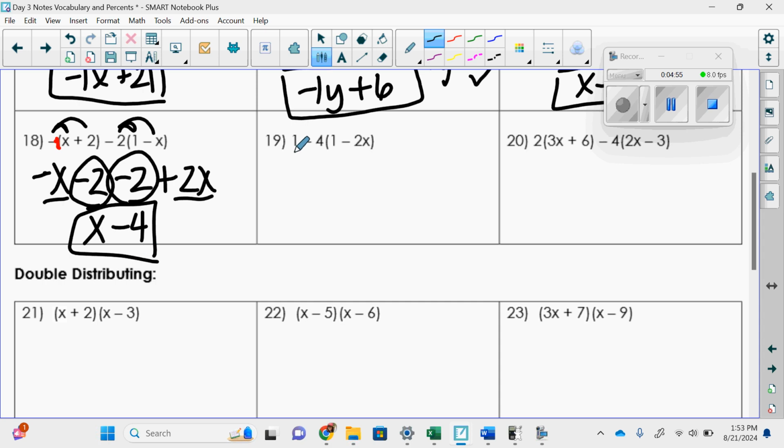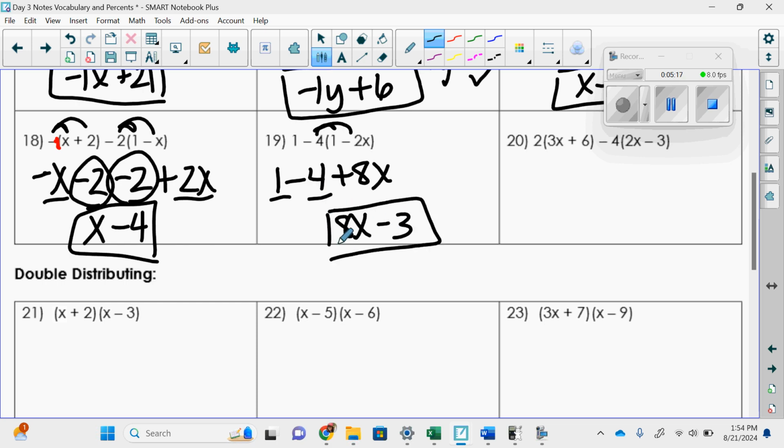19, do not subtract first. We have to multiply before we subtract. So distribute that negative 4 in. So we get 1, negative 4 times 1 is negative 4. Negative 4 times negative 2x is positive 8x. Combine those like terms, we get 8x minus 3 because 1 take away 4 leaves us with negative 3.